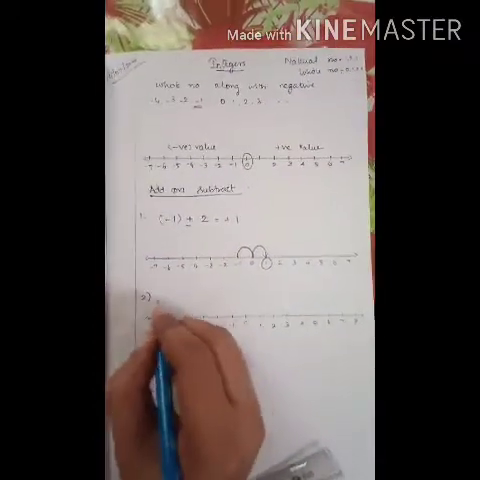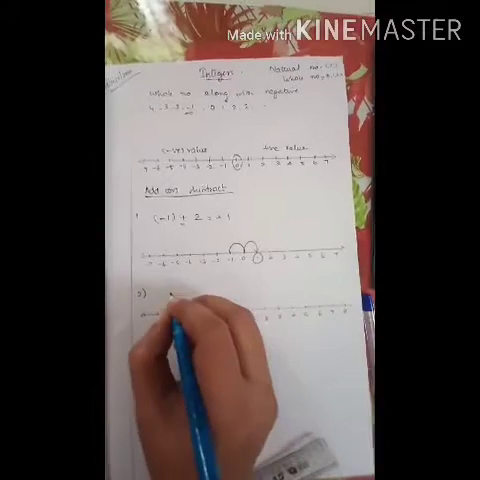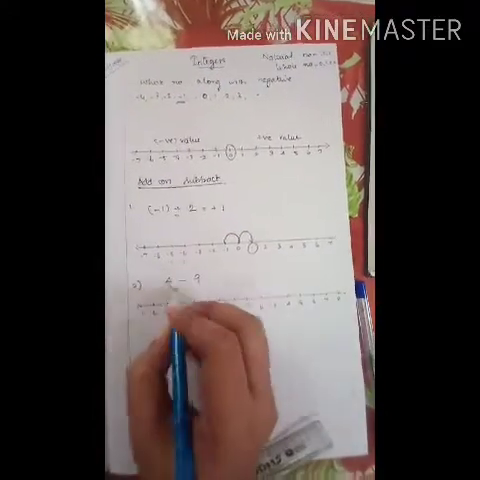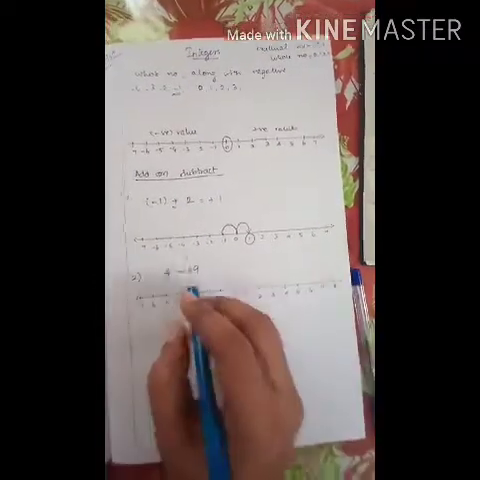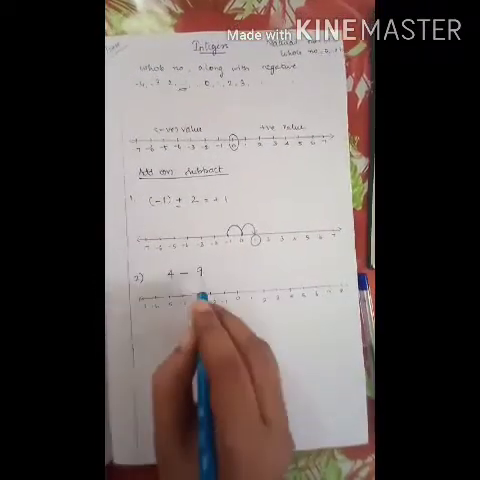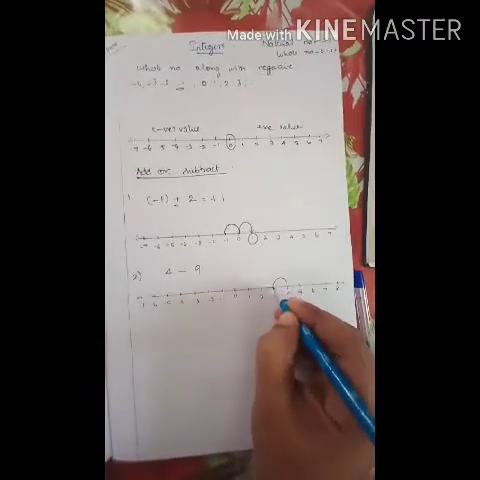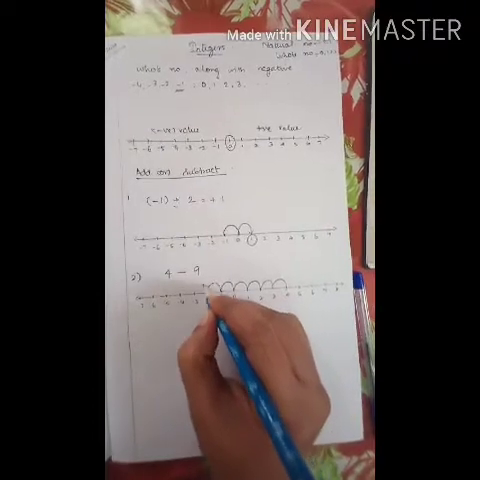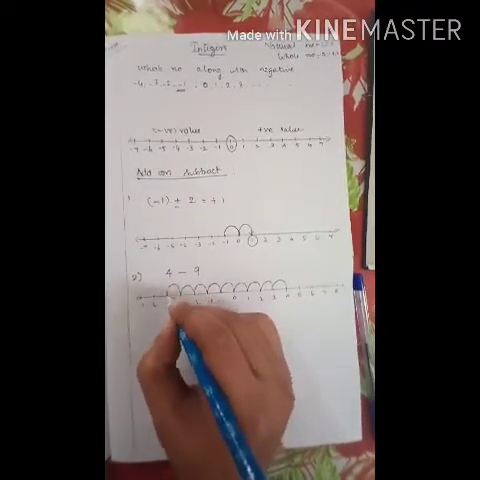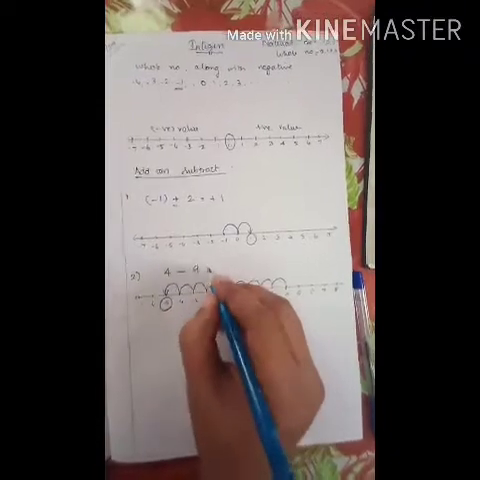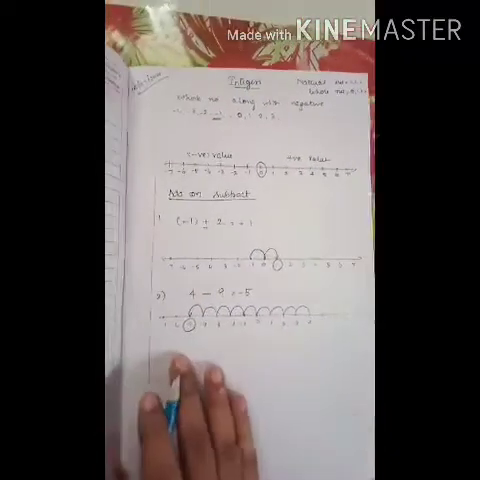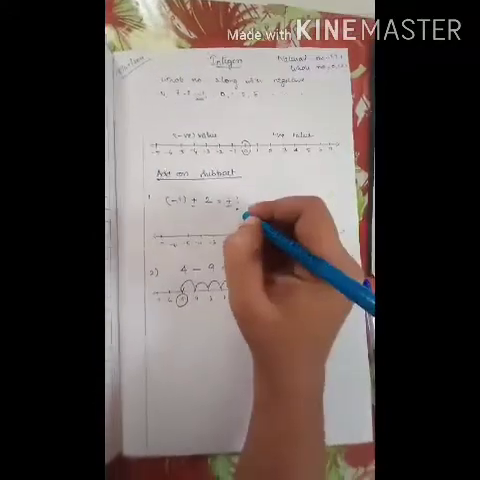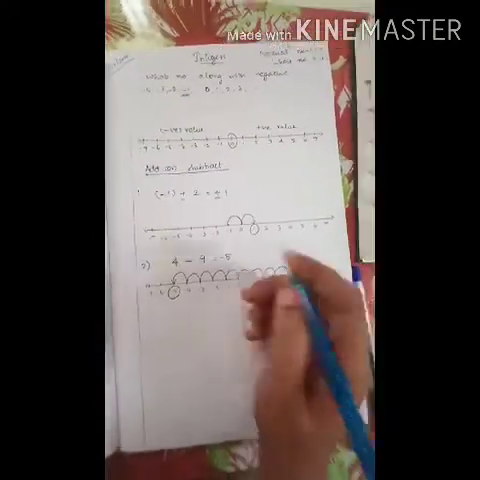And the second example is 4 minus 9. The first number is +4. Minus means we should jump towards the left side 9 times: 1, 2, 3, 4, 5, 6, 7, 8, 9. So the answer is -5. When we write the answer, we should write it along with the sign: +1, -5.